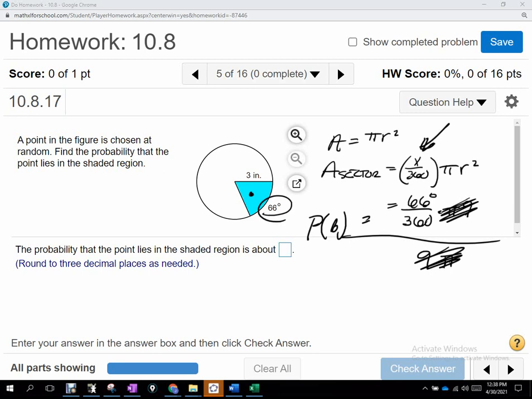Okay, and that turns into, if we put that as a decimal, 66 divided by 360, .183. Okay, so 18.3%. One thing, being careful here, it says round to 3 decimal places. Does it say anything about putting it as a percentage? No. Okay, the only time that you'll put it in as a percentage is if it has a percent sign there, and that'll tell you. Otherwise, put it in as a decimal. Anything else?